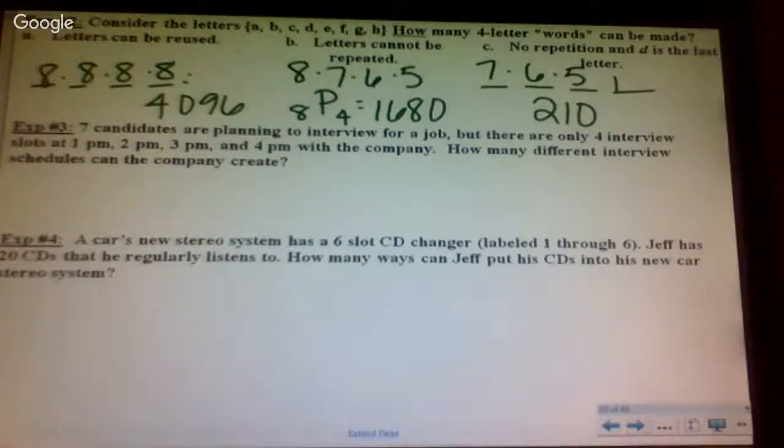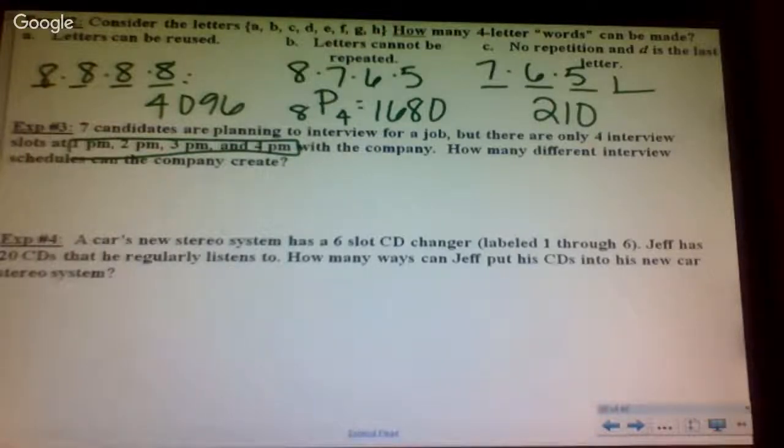Example 3. 7 candidates are planning to interview for a job, but there are only 4 interview slots: 1 p.m., 2 p.m., 3 p.m., 4 p.m. with the company. How many different interview schedules can the company create? Okay, so when they're starting to give you detail like this, that means permutation. If Alonzo goes in for the 1 p.m. interview, he's not going to go back and do the 4 p.m. interview. So there's no repetition.